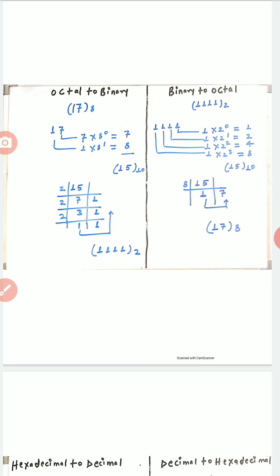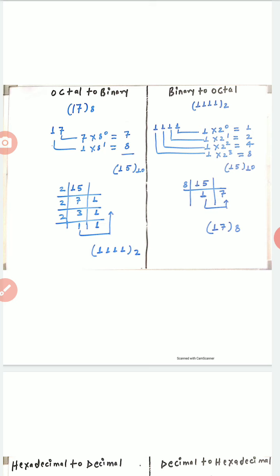So 15 gets divided by 8. I get 1 and 7. 1 is the quotient, 7 is the remainder. So I take 1 and 7, 17, and now it is an octal number. So it is very easy again. The binary number 1111, four times one, when converted into the octal number, is 17. I hope it is clear.